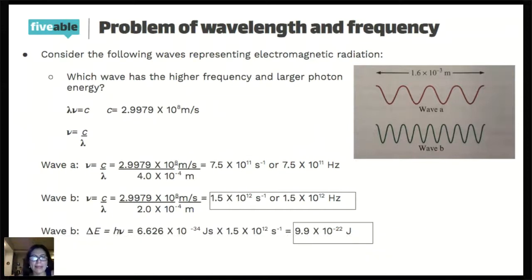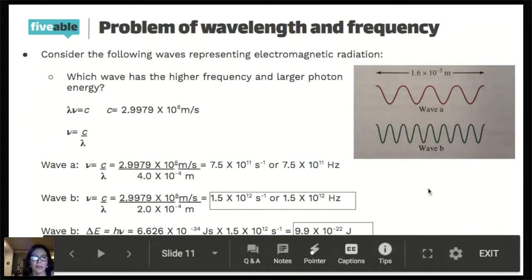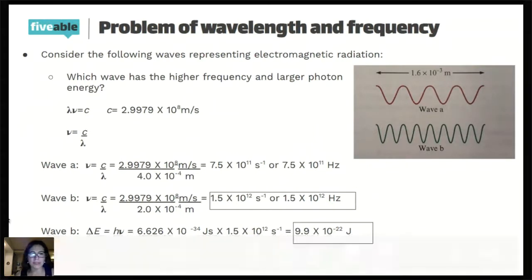And then they ask us which wave has the larger photon energy. If they ask us to calculate that value, then we're going to use this formula: change of energy equals Planck's constant times the frequency. The Planck's constant you don't need to memorize. You're going to get it from the constants that are provided on the AP exam. So you will have it, you won't need to memorize.